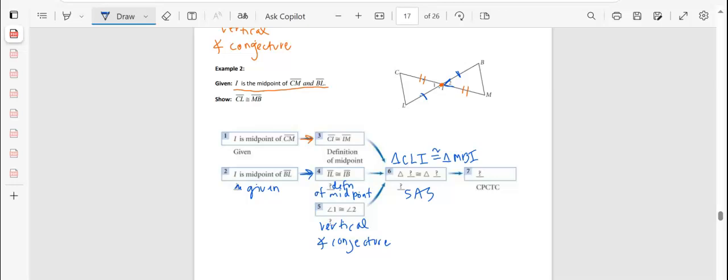And then our last step, segment CL is congruent to segment MB. I want to make sure I get that right. By CPCTC. And there we go.